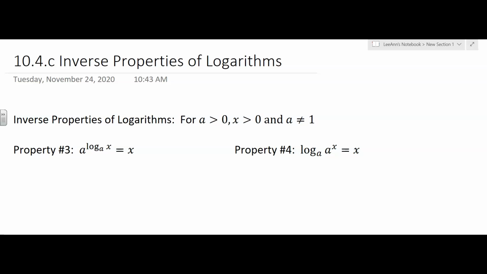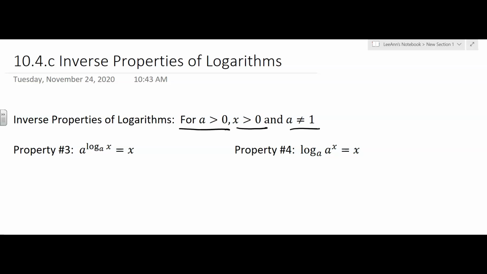So now we have two more properties, and sometimes they can be a little tricky to look at. These are the inverse properties. We'll start out with the conditions. So a has to be greater than 0, x has to be greater than 0, and a cannot be equal to 1. So similar to what we did in the past with our exponential functions.